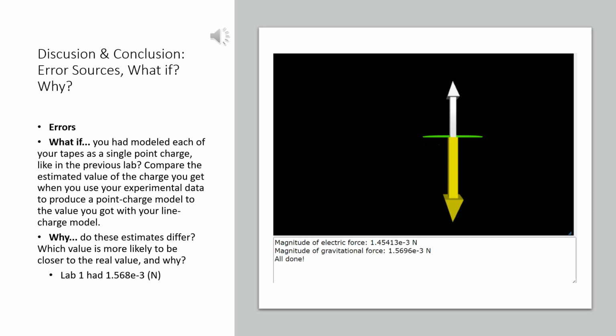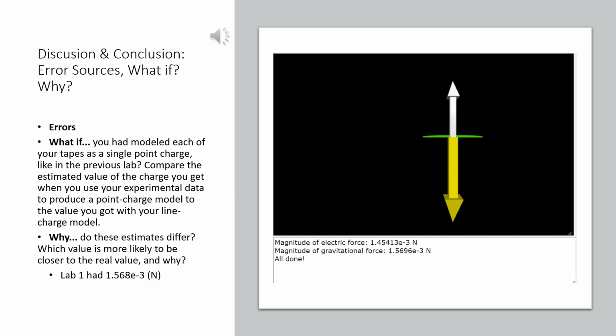And as for answering why this matters, why do these estimates differ? That's because now we care about the length, right? The length of the bottom piece of tape, or the top piece of tape as well, matters. If your bottom piece of tape is at the very edge, that's a greater R value to the center of the top piece of tape. That's going to change your value because your R is greater, so therefore your magnitude is going to be less. And again, as you can see, our Lab 1 had a slightly greater magnitude of electric force.